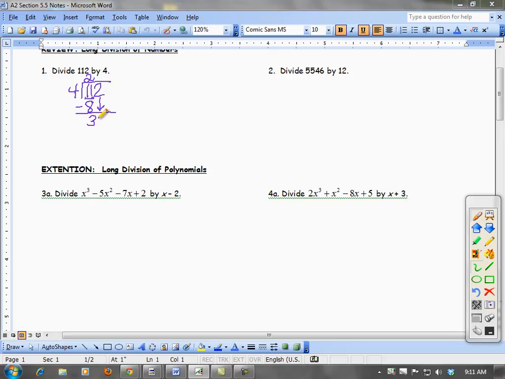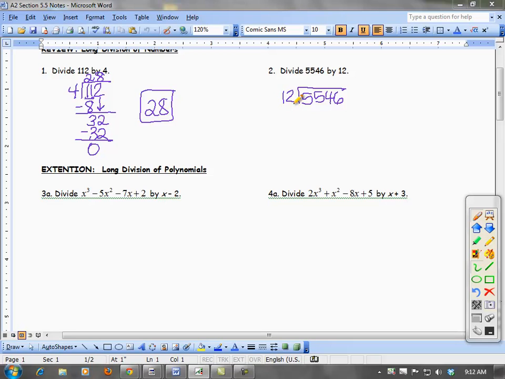And then I'm going to drop the 2 down, okay, and I'm going to ask myself one more time, does 4 go into 32? The answer is yes, 8 times, because 8 times 4 is 32. When I subtract, I get 0. So my answer for this question is 28, and we've done this without a calculator. Okay, so let's try one more. I'm going to take 5,546, and we want to divide it by 12.